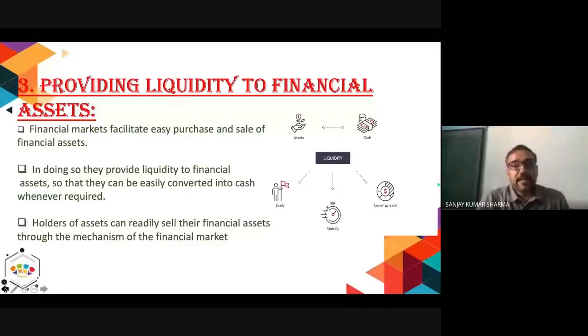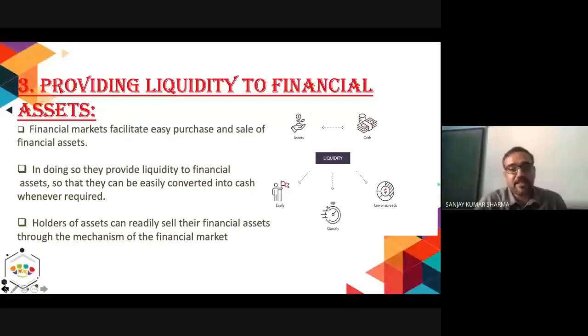Then it provides liquidity to financial market. Here I would ask you first that please consider that there is no stock exchange. There is no buying and selling taking place of financial securities. Means the shares, debentures, these are not purchased and sold in the market. There are no online facilities. There is no stock exchange. Then what will happen?